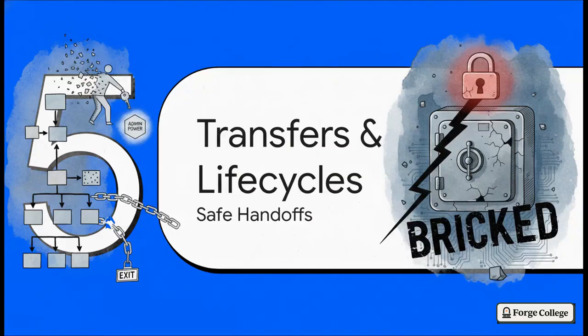Section 5, safe transfers and life cycles. We have this beautiful org chart, but what happens when someone quits or gets fired? Handing over power is arguably the most dangerous moment in a smart contract's life cycle. And I'm warning you right now, if you do it wrong, you can permanently brick the whole system.